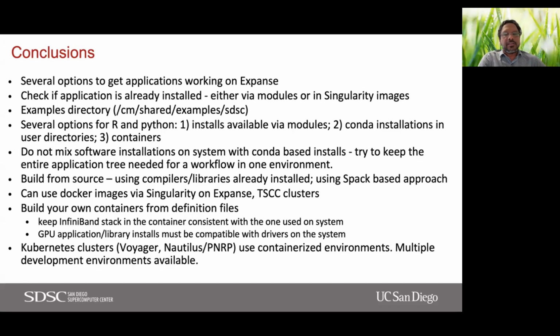Or you can use containers. Both are valid options. The only thing to keep in mind is you cannot mix all of these together. So if you go the conda route, you need to keep the conda consistent all through. If you go the Singularity route, keep it all in Singularity images, or at least in the same environment if you're building something. If you're building from source, we saw you can use the libraries and compilers that we have already installed, or you can do everything from scratch. You can use Docker images via Singularity on Expanse, TSCC, and most HPC clusters. Or you can build your own definition files.